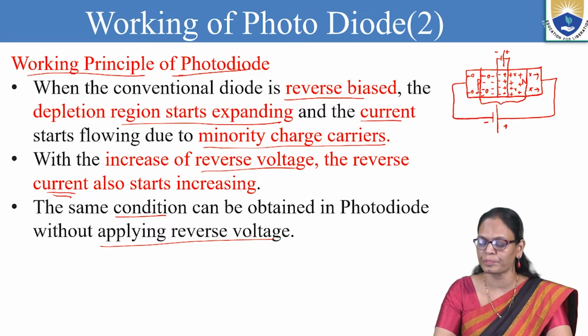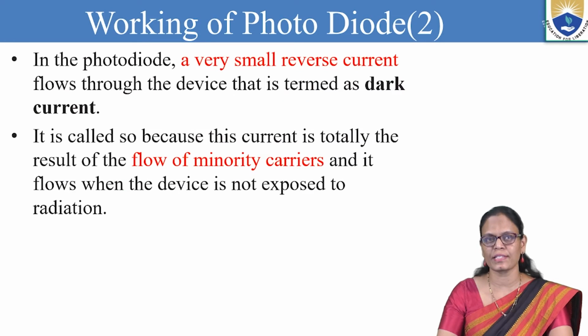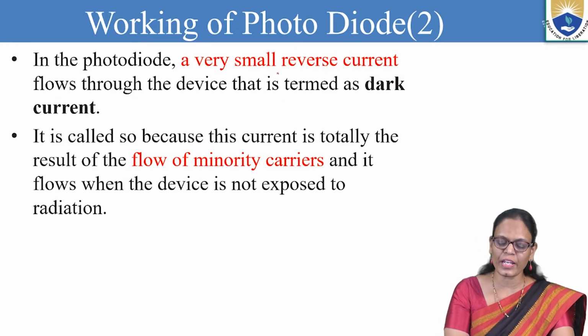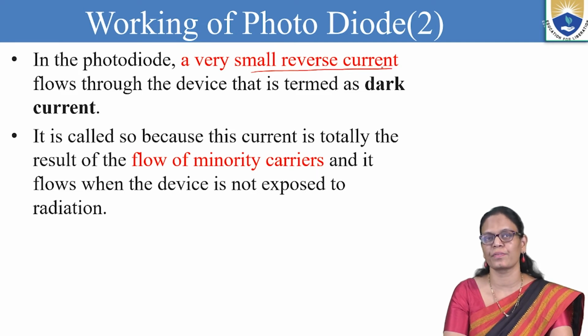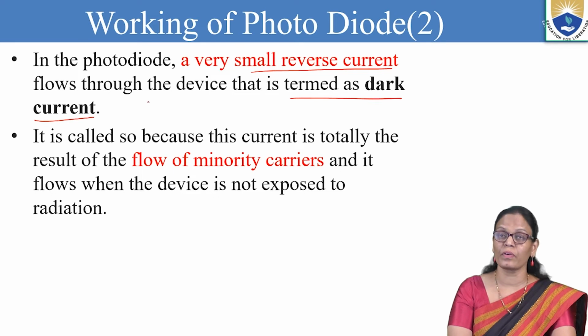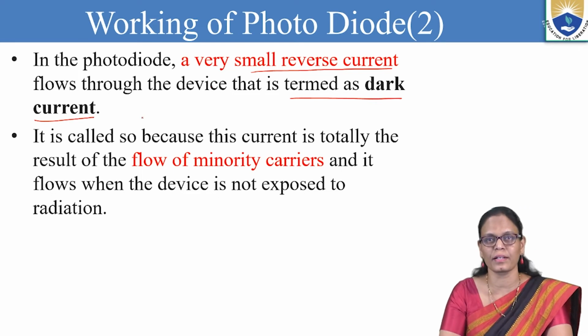So even without applying the reverse voltage, we can see the same phenomenon. And in the photodiode, a very small reverse current flows through the diode and we call it dark current. You need to understand this term, dark current.